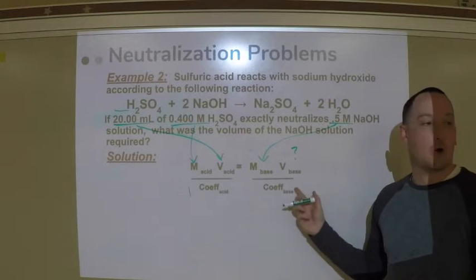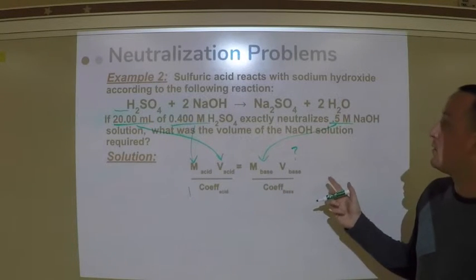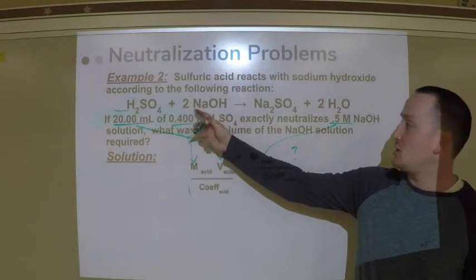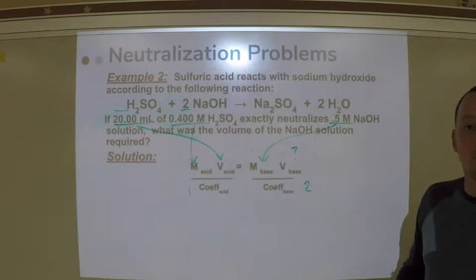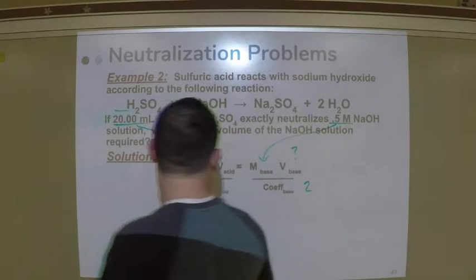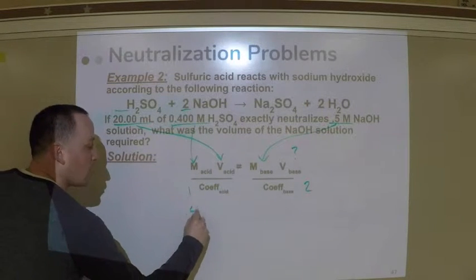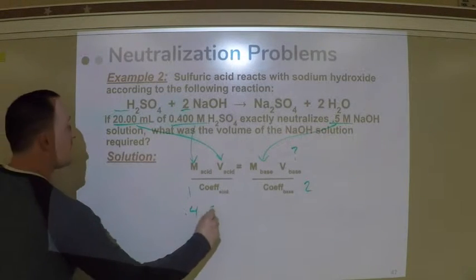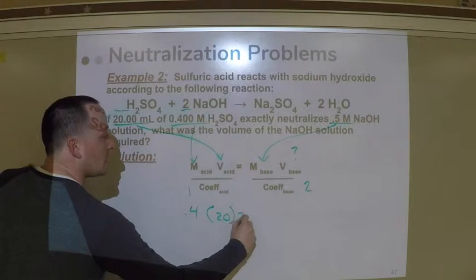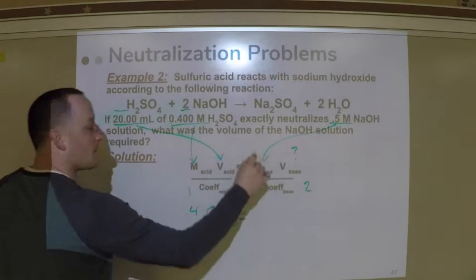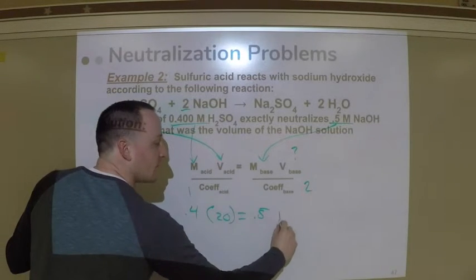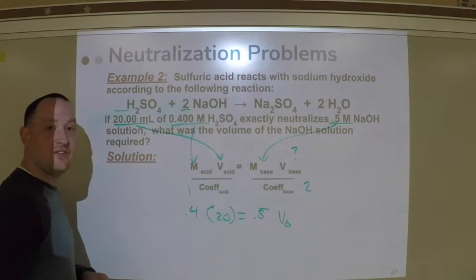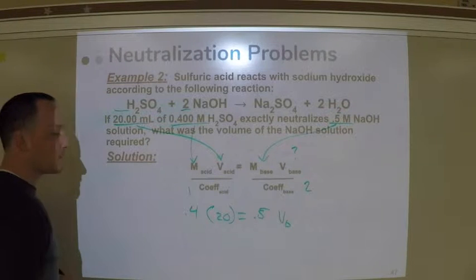Then I'm going to look, what's the coefficient of my base? Well, here's my base. It's NaOH. Its coefficient is 2, which means I'm going to put a 2 in right here. So let's set up our equation. I'm going to have 0.4, which was the molarity of my acid, times 20 equals the molarity of my base, which is 0.5, times the volume of my base. I'm going to abbreviate that V sub B. You can do that if you'd like.